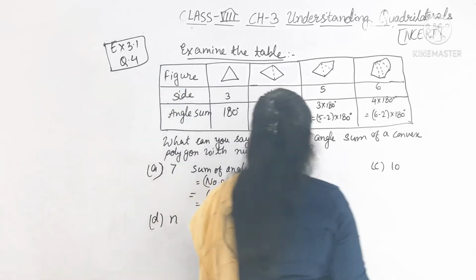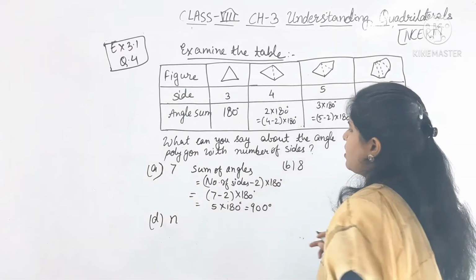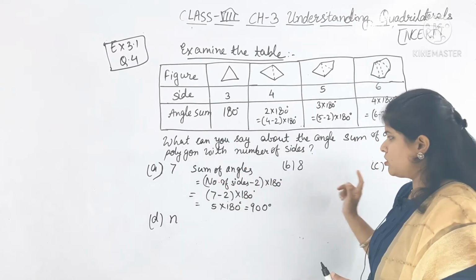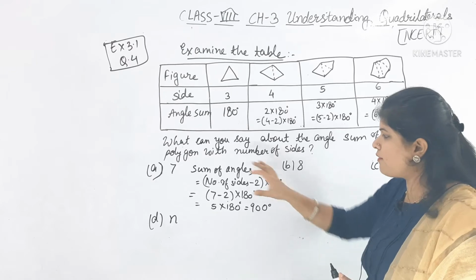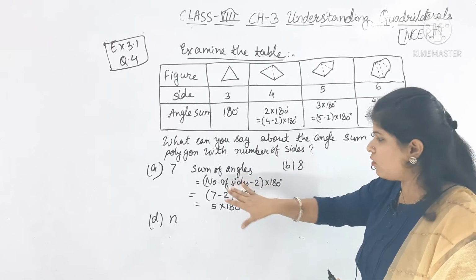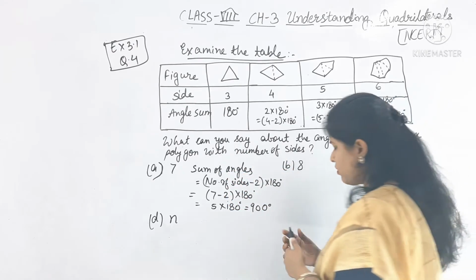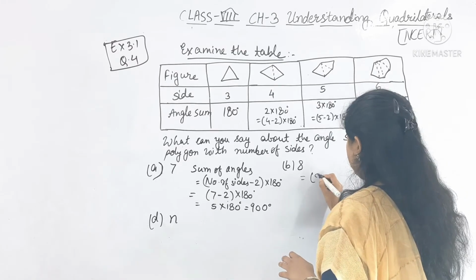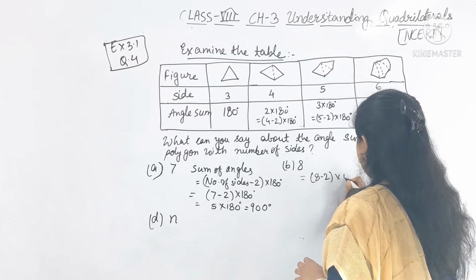Now come to the B part, that is 8 sides. I am not writing this formula. You have to write it in each question. You have to write this formula first, then only you have to calculate. Okay, for 8 minus 2 into 180 degree.